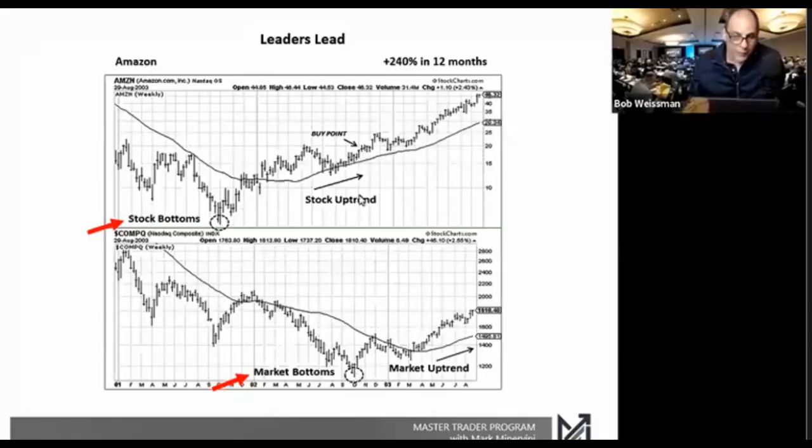And right off the lows, this is a coincident move. Now we're looking at a coincident move. The stock breaks out right off the market lows. And then you see once the stock has already made a nice move, and the market is just starting to turn into an uptrend, the market is late. The leaders will always lead. It's important that you look for those leaders.